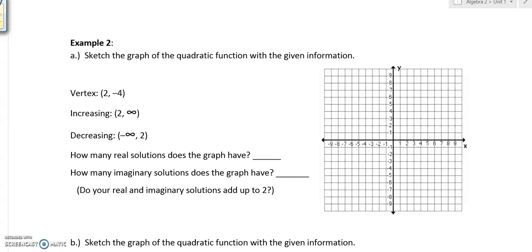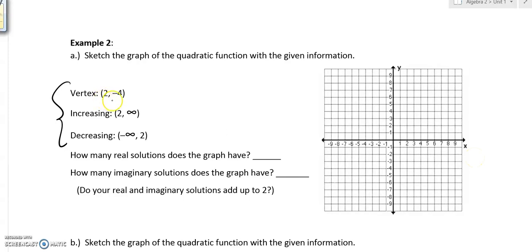So example 2. Sketch the graph of the quadratic function with the given information. It gives you 3 pieces. Those 3 pieces are that the vertex is 2, -4, and it's increasing from 2 to positive infinity, decreasing from negative infinity to 2. Let's go ahead and label a few things.